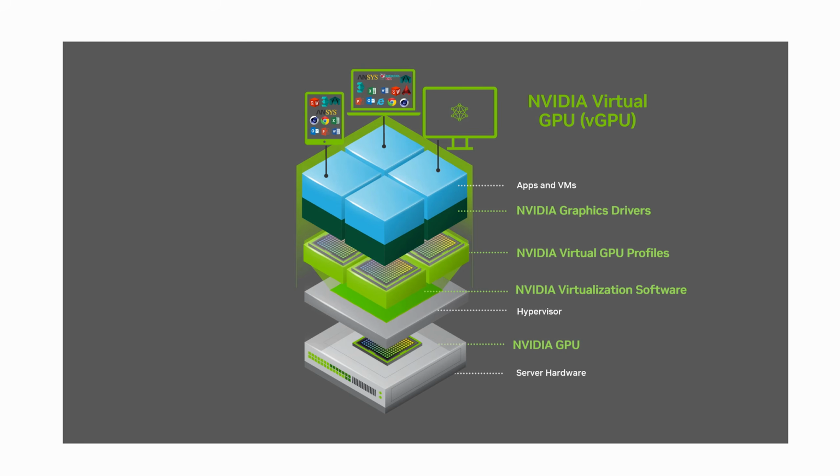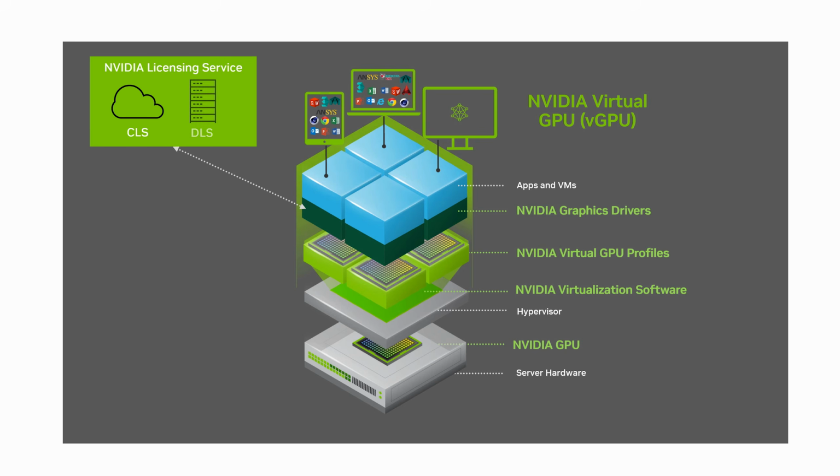The third step is to install your licensing service and configure your VM driver to talk to it. You can use our cloud-based licensing service or CLS, or our on-premise delegated licensing service or DLS. There is a separate video that covers the installation of the license server, so I've put a link to it at the top of the screen now.